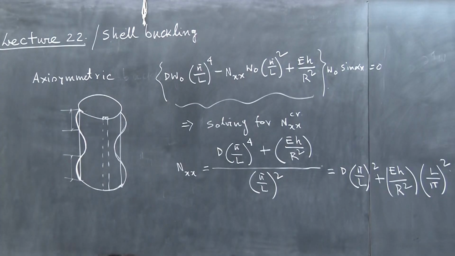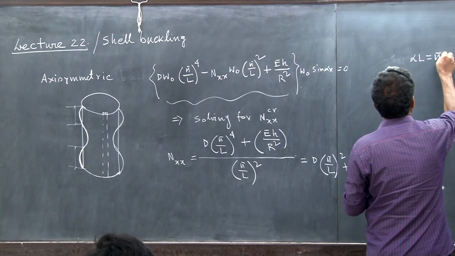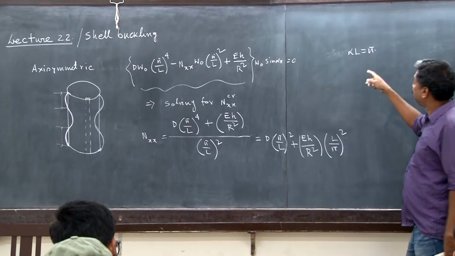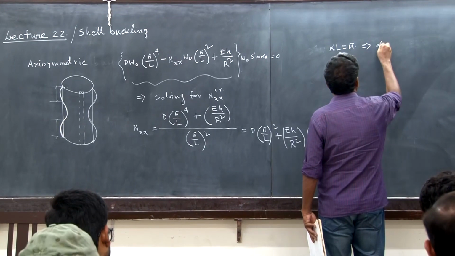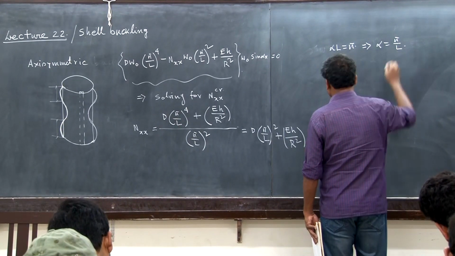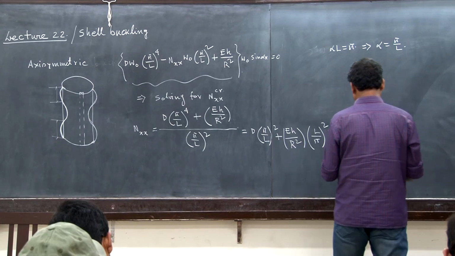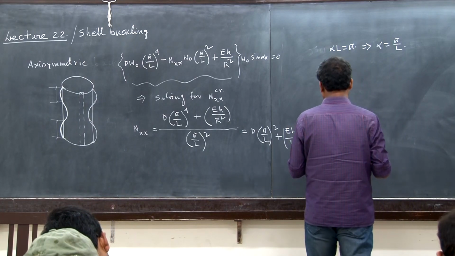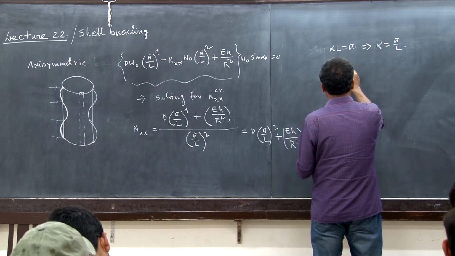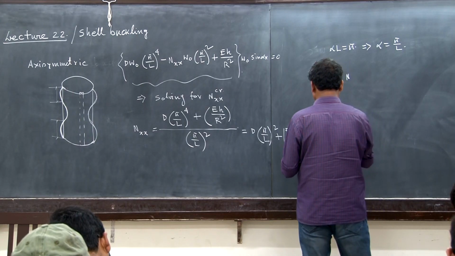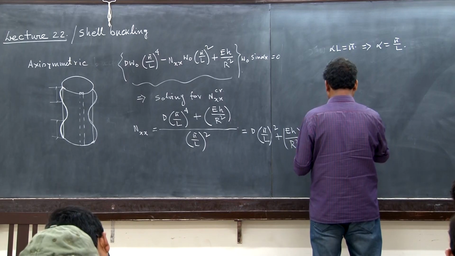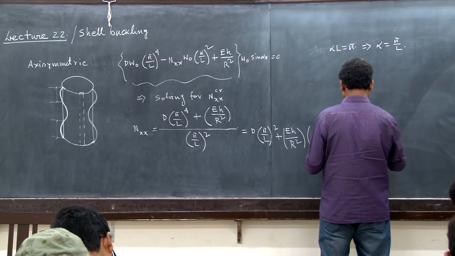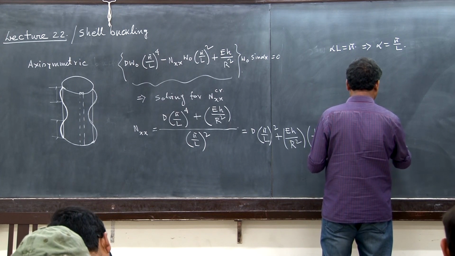And we see that alpha L is equal to pi, because all the half wavelength must be accommodated, right. So basically alpha is nothing but pi by L, right. You substitute for the value here, so you will get D alpha square plus E H by R alpha square, right?